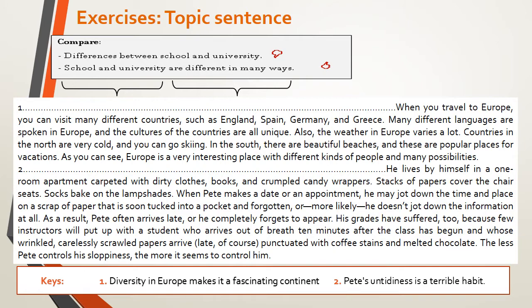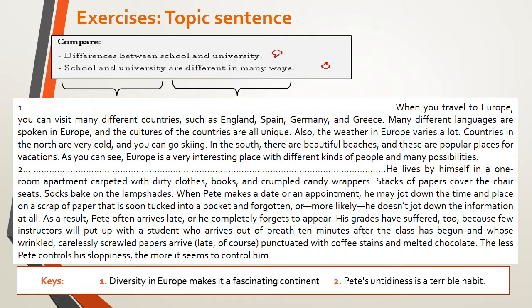The third quality of a good topic sentence is that the controlling idea should be narrow. It shouldn't be too large. Here, if we read this one, school and university are different in many ways, so it is only about the differences between school and university. The discussion is limited. The writer will be obliged to talk only about the differences and to exclude any other idea which is not related to these differences. So the controlling idea should be narrow and focused.